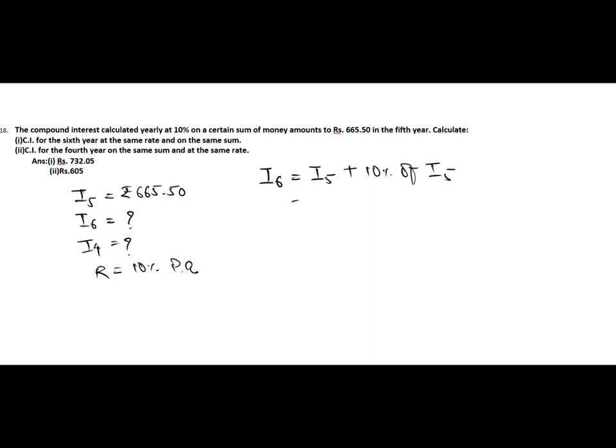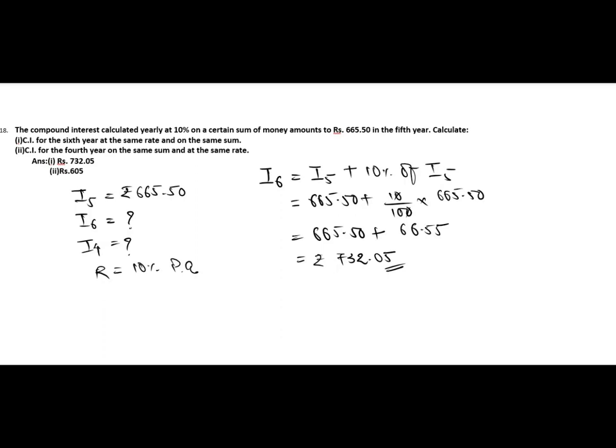So I6 is equal to 665.50 plus 10 upon 100 into 665.50. Okay, here 0 will cut. This will become 66.55, and if you add it, you will get rupees 732.05. This is the compound interest for the 6th year.